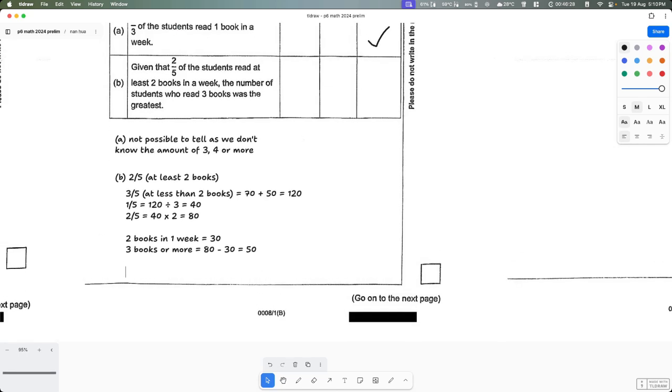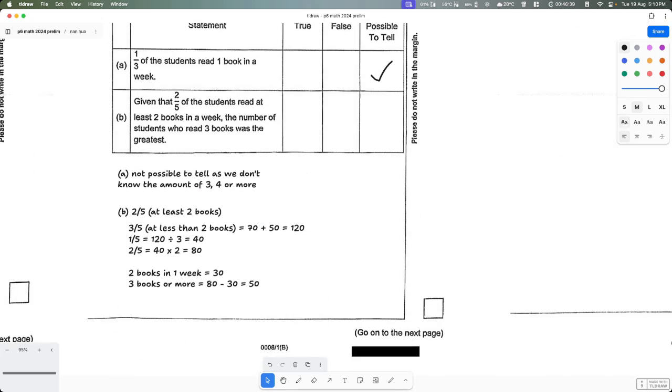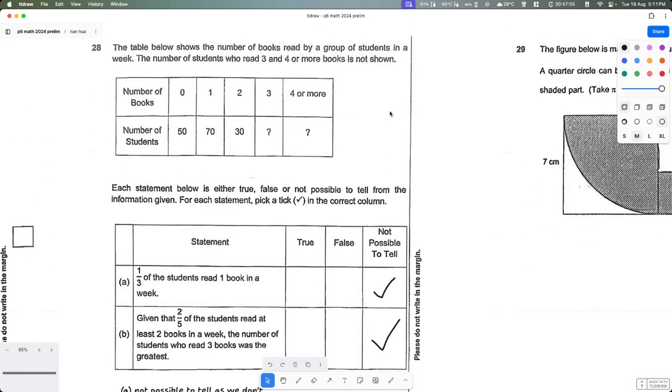So I would say it's still not possible to tell, because who read 3 books? Still not possible to tell, as 3 books can be 0 or 50. Extreme case. So the answer to this is not possible to tell. All right, let's move on to the next question.